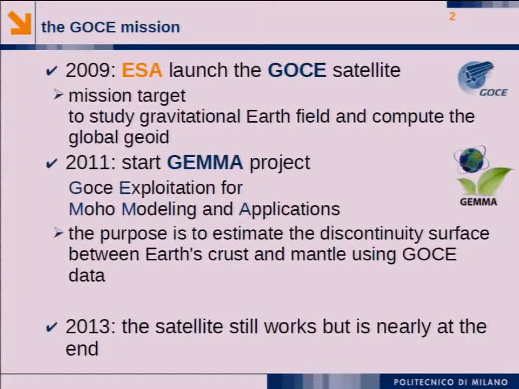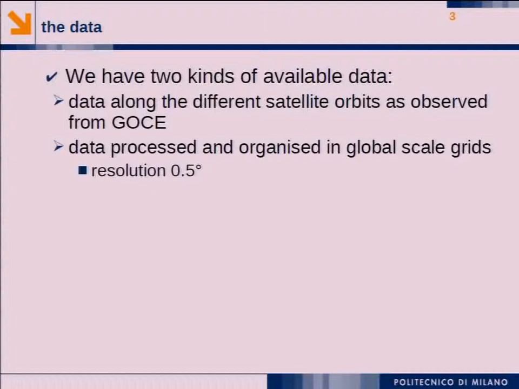And now the satellite still works, but it is nearly at the end. The fuel is finished, so it will fall down in two to three weeks, I think. But we have the data, and we have to deliver this data from the GOCE satellite. We have two different kinds of data. We have data along the different satellite orbits as observed from GOCE. And then these data were processed and organized in global-scale grids at a resolution of 0.5 degrees. So we have to deliver both kinds of data.